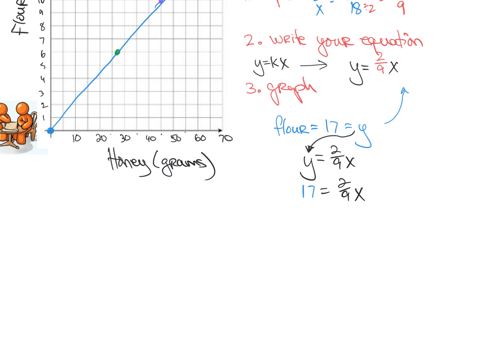So how do I solve this? How do I get x by myself? We're going to divide by 2 over 9. Grab your calculator. You're going to need it. And then do 17 divided by 2 over 9. And what do we get? We get 76 and a half is our x. And what does that mean? We need 76 and a half grams of honey.